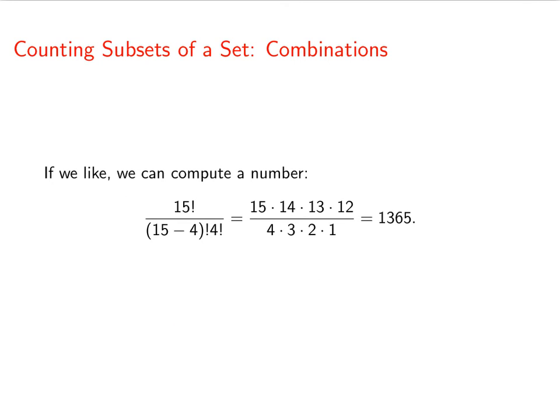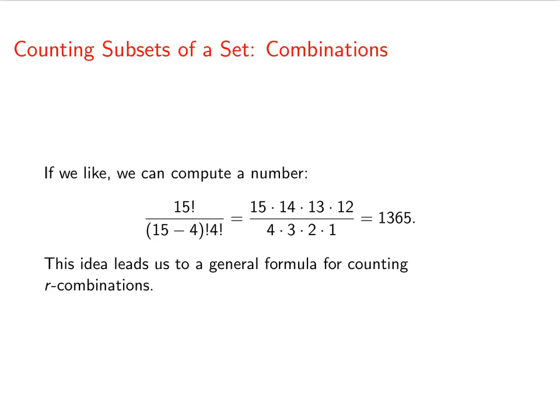And now, if you like, we can compute a number. We end up getting 1,365. Let us say, for the purpose of the doctrine of laziness, that it is okay in all cases, unless otherwise specified, to leave factorials like this in our answer. We don't need to reduce all the way to a number. So this idea is going to lead us to a general formula for counting r-combinations.